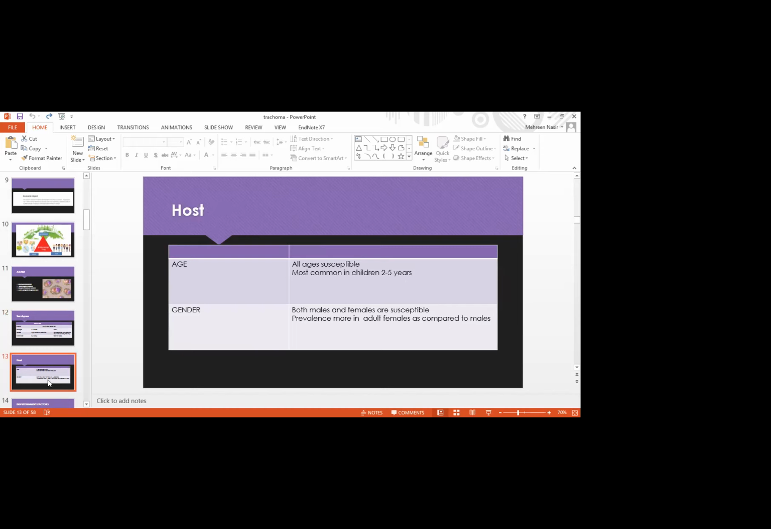Host factors. All ages are susceptible, but this disease is more common in children from 2 to 5 years of age. Gender. Both males and females are susceptible, but prevalence is more in adult females as compared to males. This is because of more interaction of females with the children.